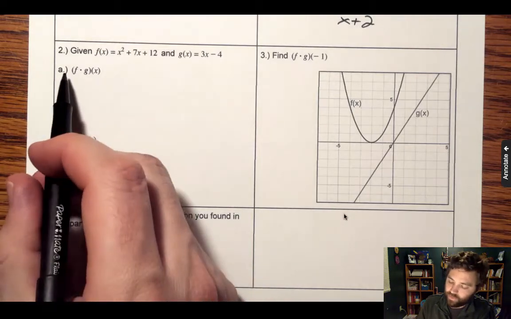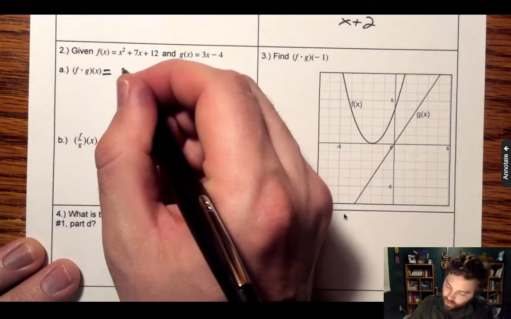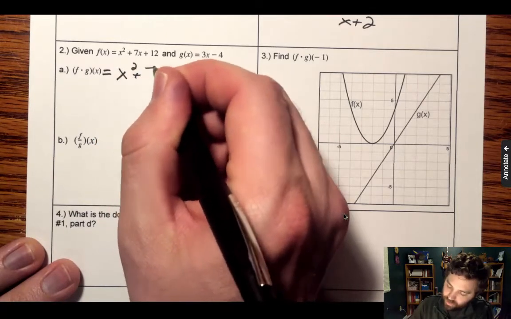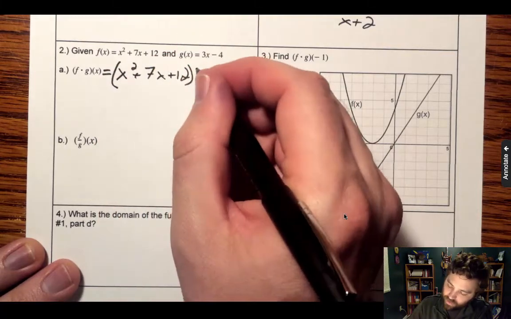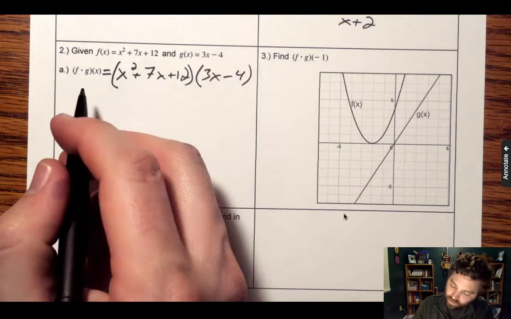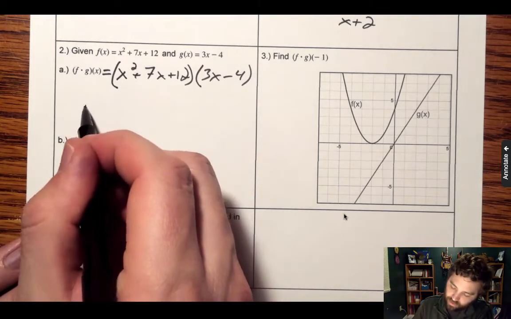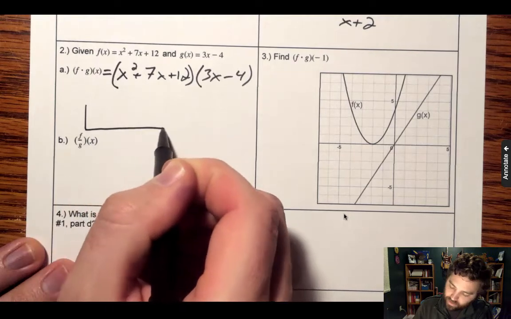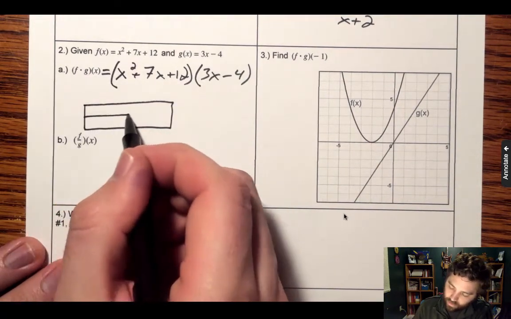All right, so this one, f times g of x, is going to be equal to x squared plus 7x plus 12. You always want to be careful. You always want to use parentheses. Times 3x minus 4. All right, and then to multiply this out, I'm going to use the box method. And I realized that I didn't give myself a ton of space to do this. But we're going to try it.